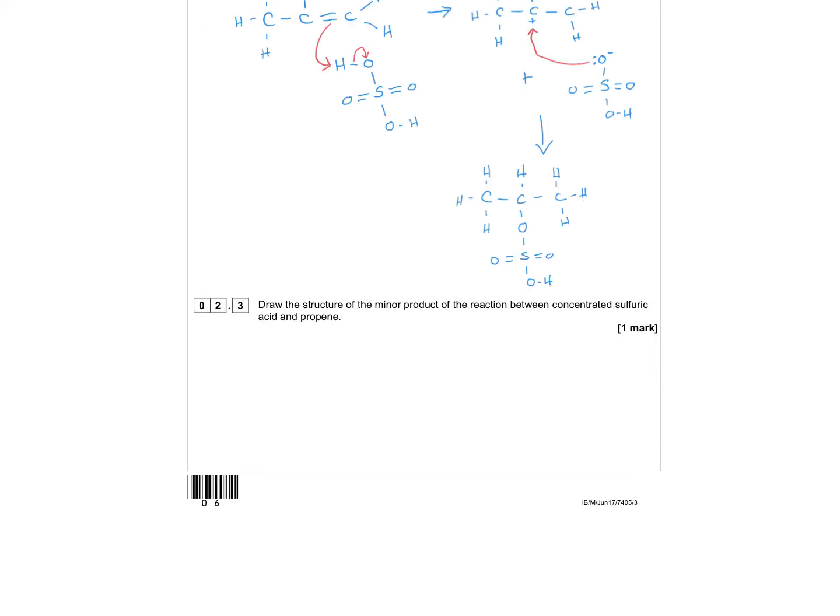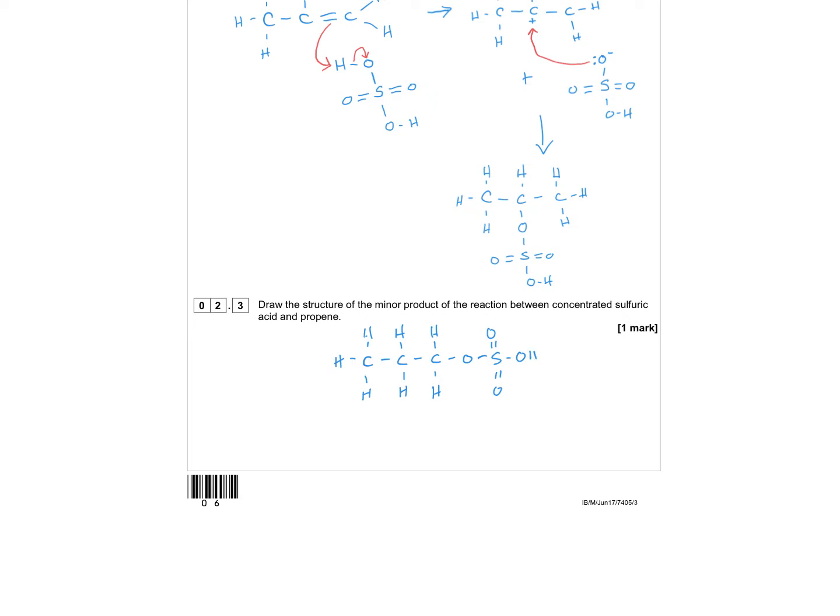So next you're asked to draw the structure of the minor product. So if the secondary carbocation is the more stable that gives the major product, then you're going to have a product formed from the primary carbocation as the less stable and therefore the minor product. So that would be with the sulfuric acid on the end carbon rather than the middle carbon.